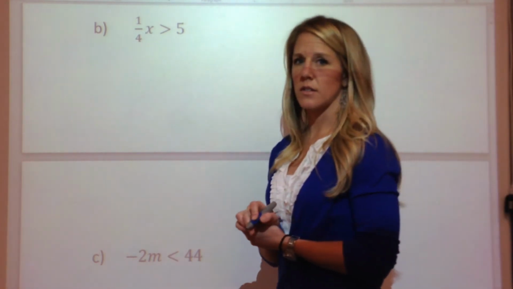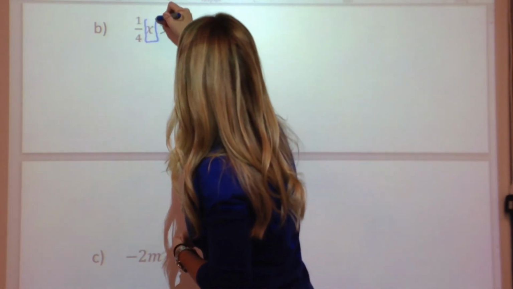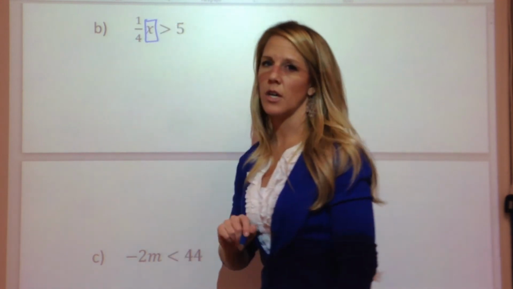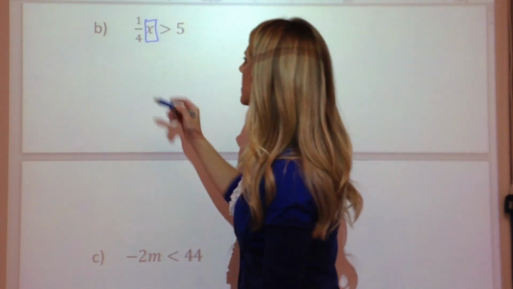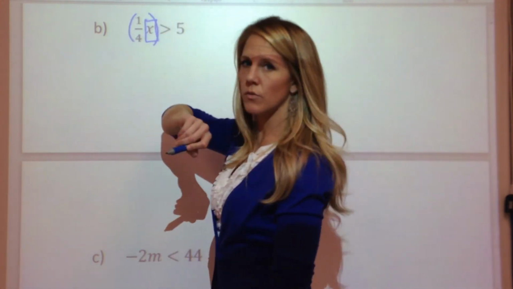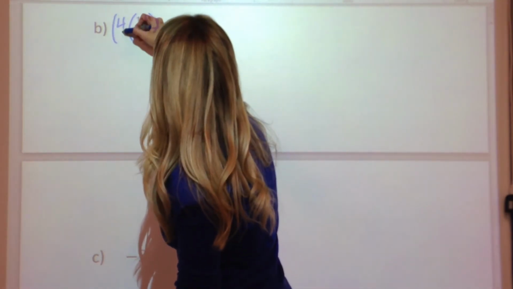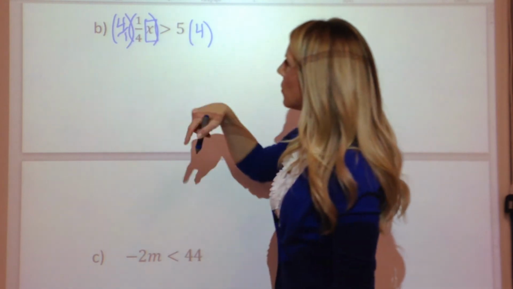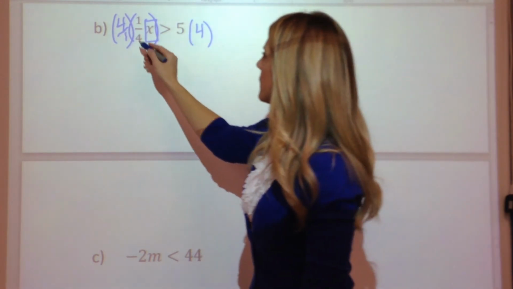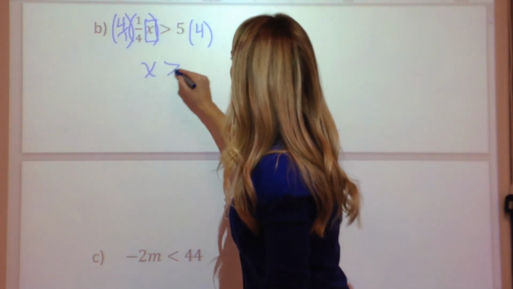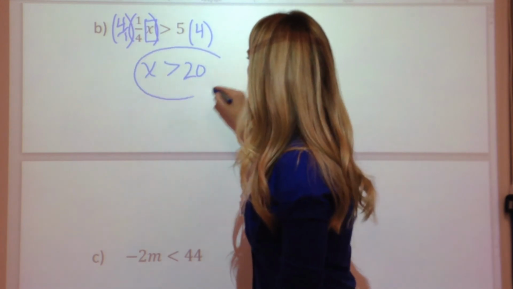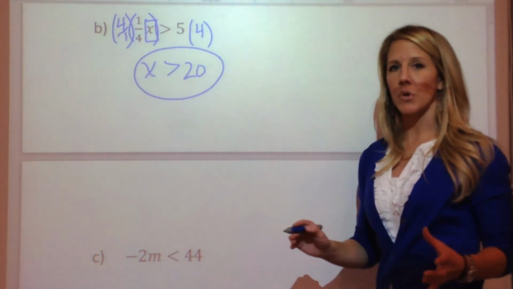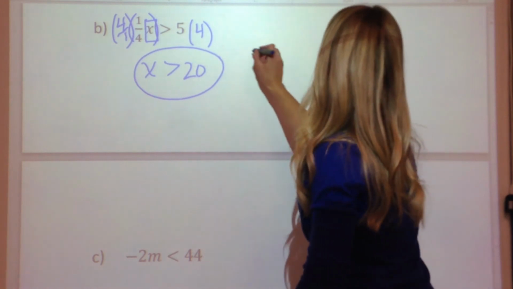Okay, 1/4 x is greater than 5. Well, how do I make the coefficient, the number in front of x, 1? Multiply it by its reciprocal. So the reciprocal of 1/4 is 4, or 4/1, however you want to write it. If I multiply the left by 4, I still have to multiply the right by 4. So this becomes 1x is greater than 20. So my solution set is any number that is bigger than 20.